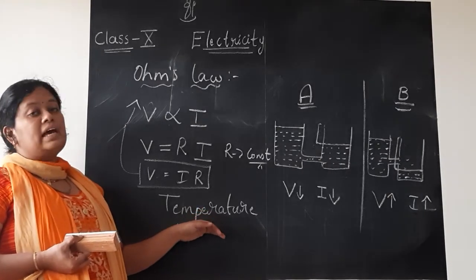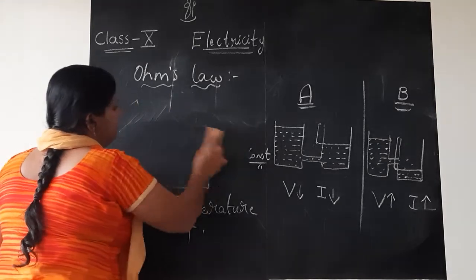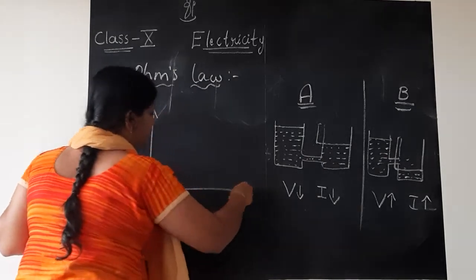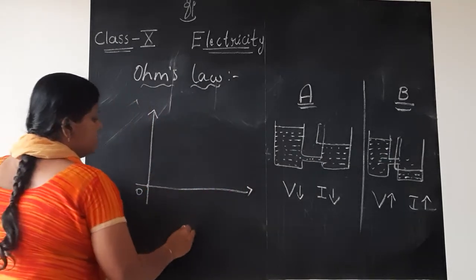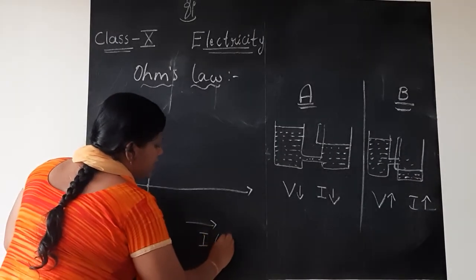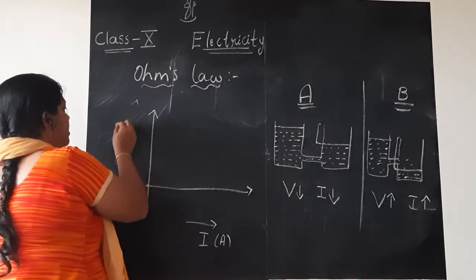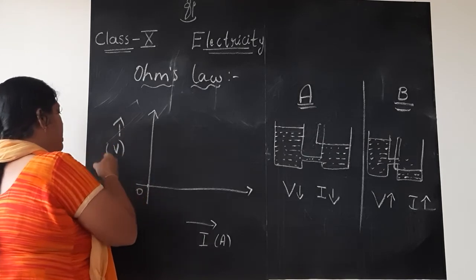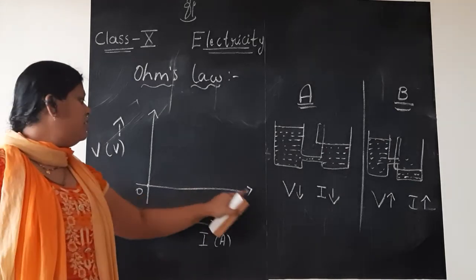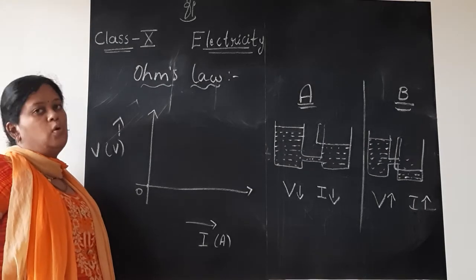You also have the graphical representation of this Ohm's law, which is very simple. We know that V is proportional to I, correct? So you all remember x-axis, y-axis, this is origin O. Along the I-axis, we shall plot the current I in amperes and along the V-axis, voltage V in volts. Horizontal x-axis, vertical y-axis, and their intersection is origin O.